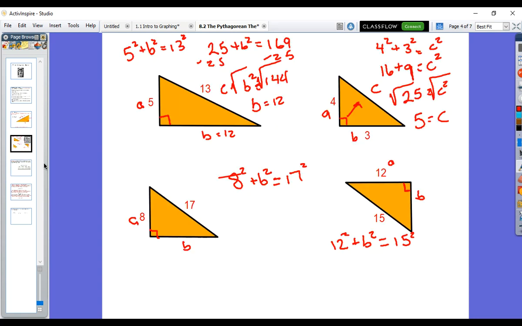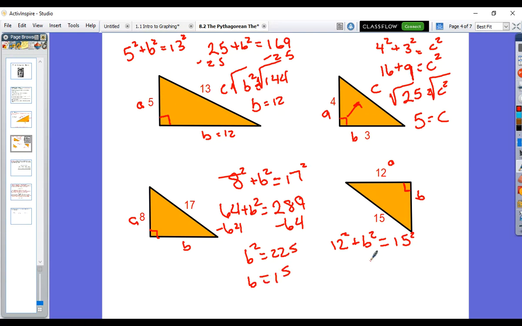So actually, let's go back and do one. Let's look at this one right here. So if we were to take 17 squared, 17 times 17, let me get my calculator out. 17 times 17, you get 289, sorry. 6 squared is 64. So 64 plus B squared equals that. So we subtract 64 from both sides. B squared equals 225. So that's the square root. B equals 15.